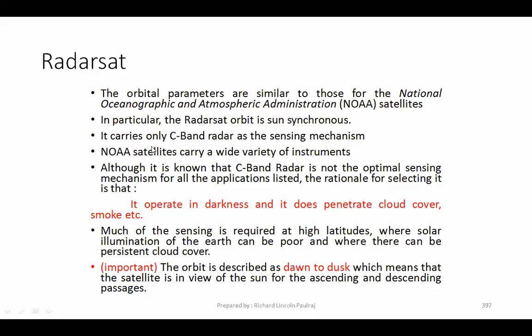Then it carries C-band radar as a sensing mechanism. So C-type frequencies are used. These are much lower than the Ku band frequencies. These satellites carry a wide variety of instruments for soil testing, moisture, what kind of material, and how much carbon content. You have something called carbon dating, based on which you can find out the age of a particular sample.